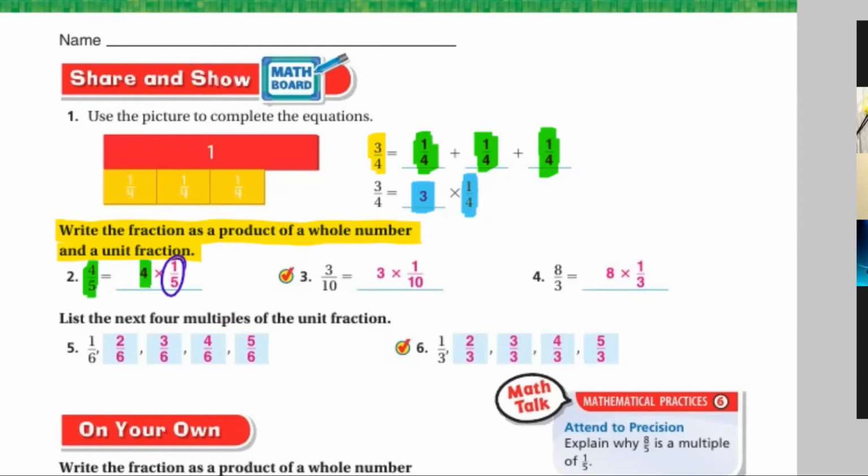I need someone else. What about Ali Khalifa? Yes, Ali, number 3. Can you write 3 over 10 as a product of a whole number and a unit fraction?